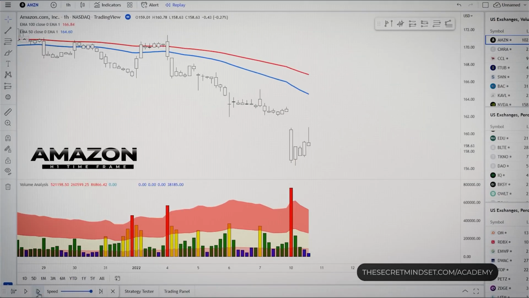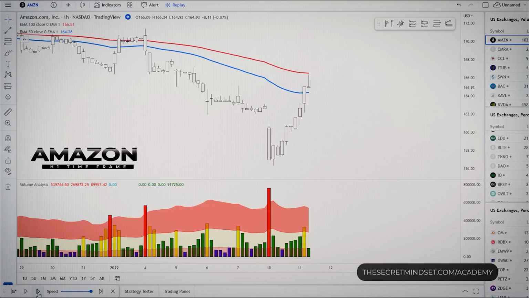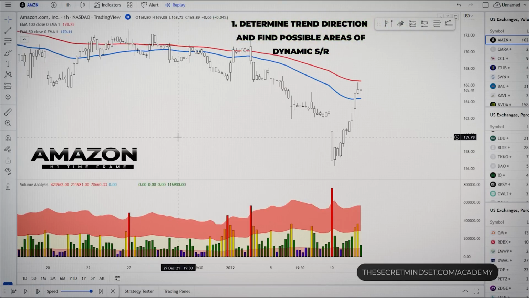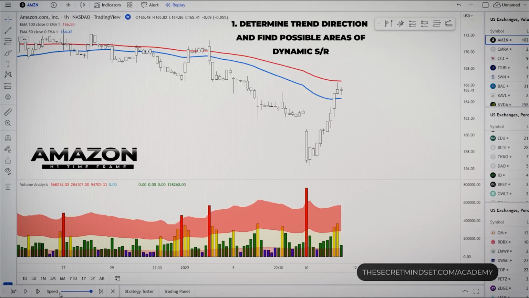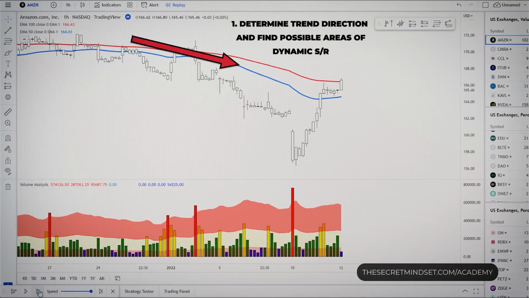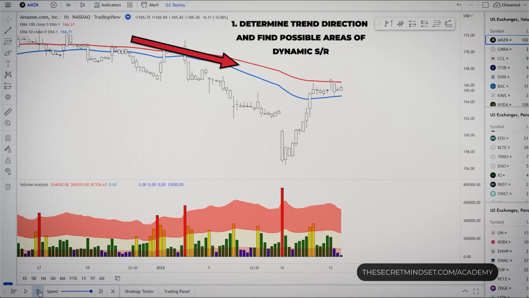We trade Amazon on the hourly time frame. One of the first things you should look for when you open a chart are the 2 EMAs to determine trend direction and to find possible areas of dynamic support or resistance. In this case, the trend is down, so we look to short the market.